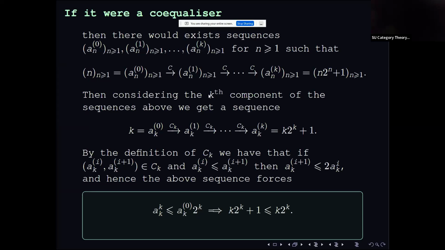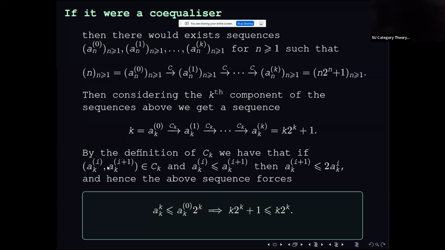And what we can do is look at the kth components of each of these sequences, which would have to be related by these relations CK, which I described earlier. And the CK was defined such that the difference between AK and AK1 here is going to force a bound, and that bound is going to be given here.